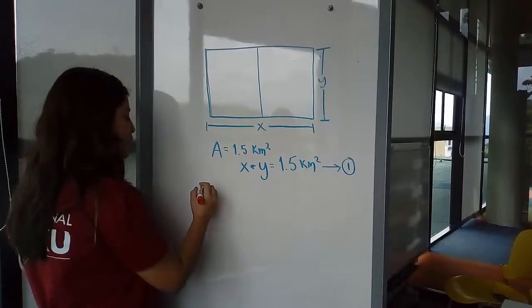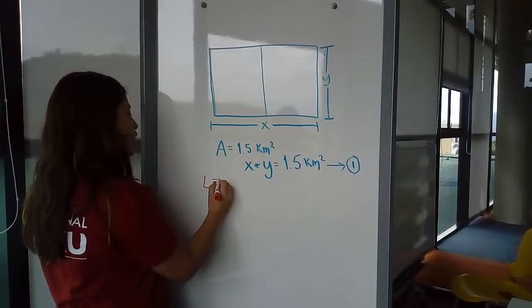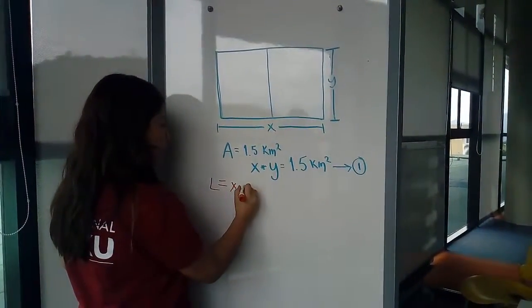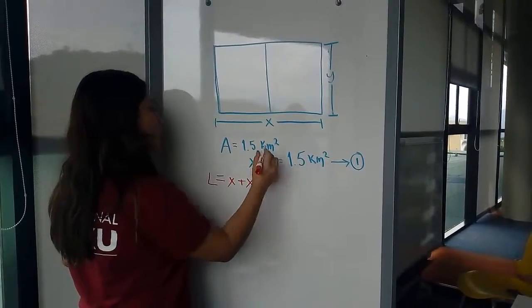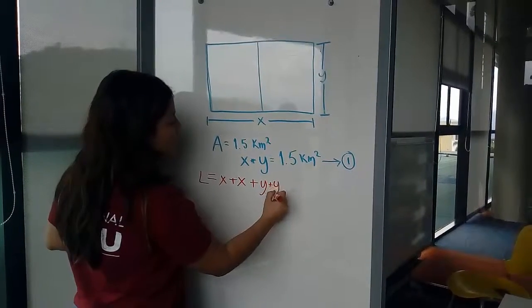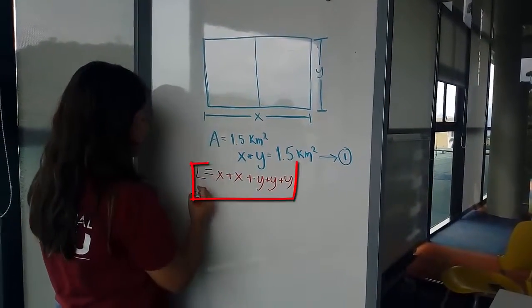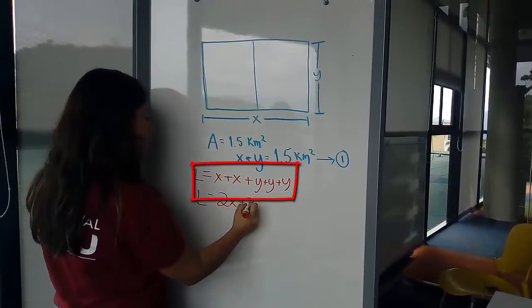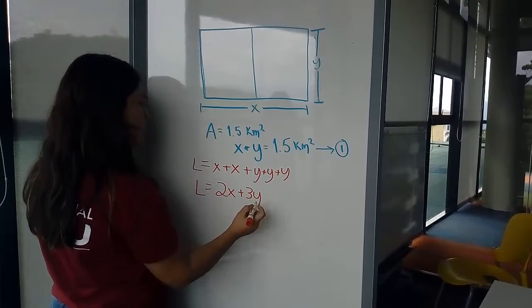Also, the farmer wants to minimize the cost of the fence, so we have to focus on minimizing L, which means the total length of the fence. That's how we minimize the cost of bordering the fence. We look for the equivalence of L. Therefore, L is equal to x plus x, which is 2x, and 3 times y, 3y. That will be the objective function that we want to minimize. L is equal to 2 times x plus 3 times y. So that is our second expression.